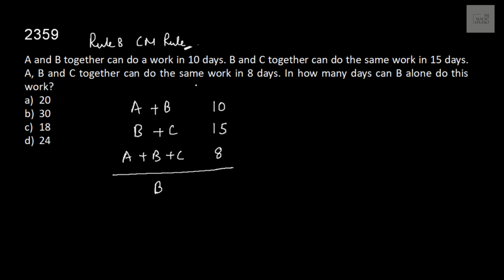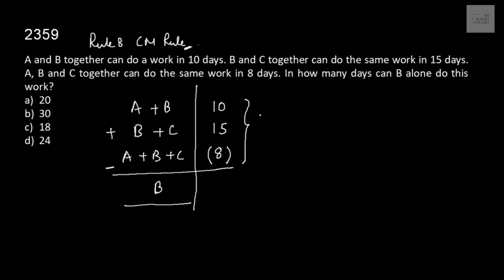Now, if we take C on the left hand side, if I add the first equation with the second one, and if I deduct the third one, I'll get A, B, B plus C, minus A, minus B, minus C. I'm left with B only. That means in the CM rule, common multiple rule, these two would be added and this would be subtracted.